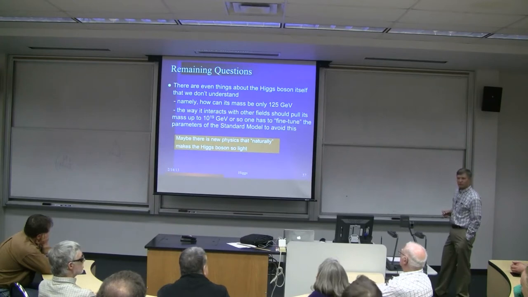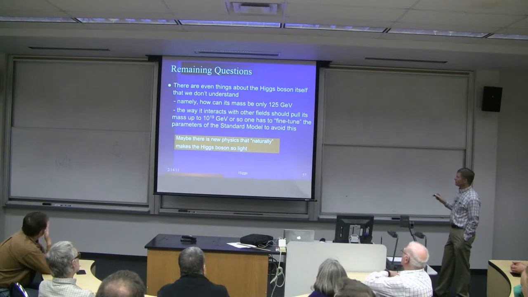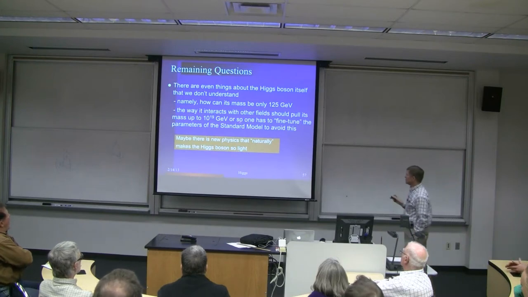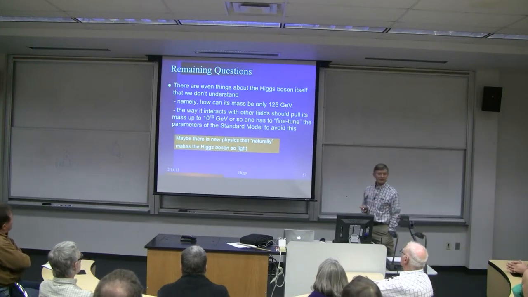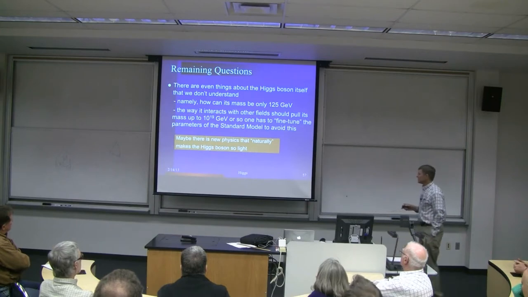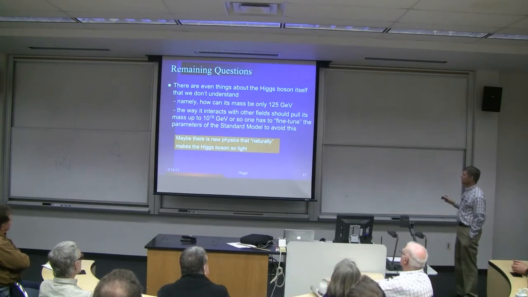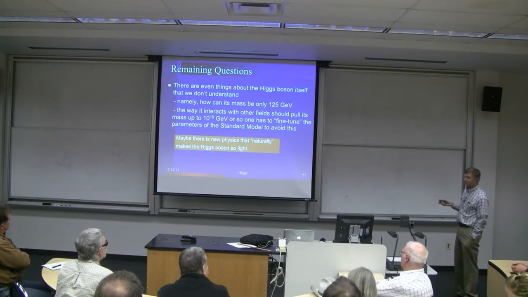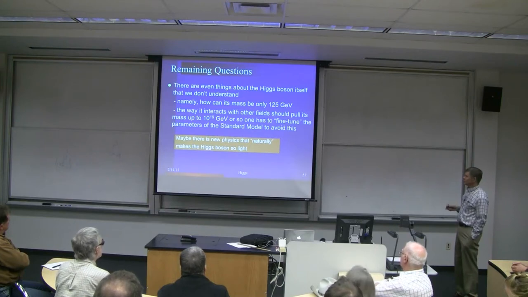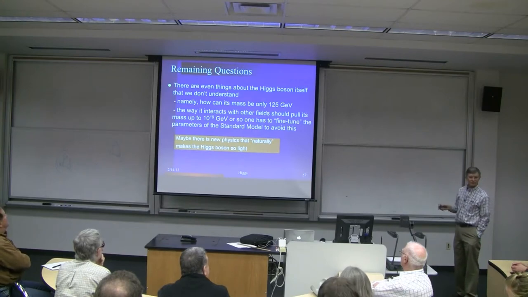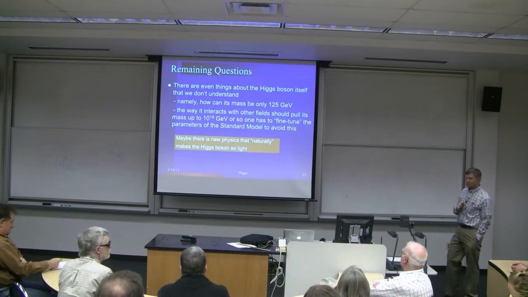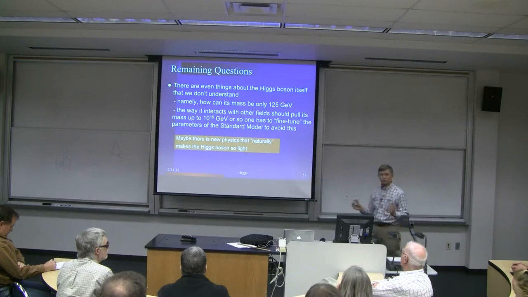So there are problems with the whole Higgs model, and one of the questions is, how can the mass be only 125 GeV? People would like to have it be even heavier. And it turns out that there's something called a fine-tuning problem, where there has to be some cancellations, again, from scattering of Higgs particles on Higgs particles that get it down to 125 GeV. So it could be that there is some new physics that would come in that could explain why the Higgs boson is so light. And that broad brush of that theory is called supersymmetry.